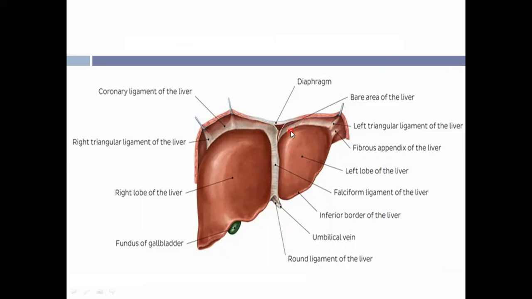So what is the coronary ligament? It's like a crown, right? So this coronary ligament is like a crown. It is present superior to the liver. So the coronary ligament is present over here, and we have the right triangular ligament over here and the left triangular ligament over here.